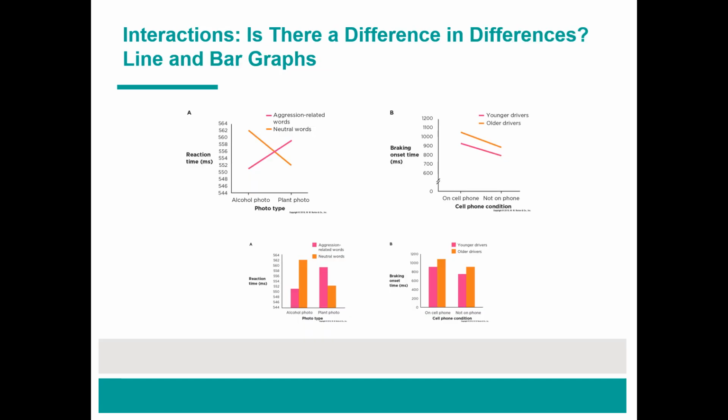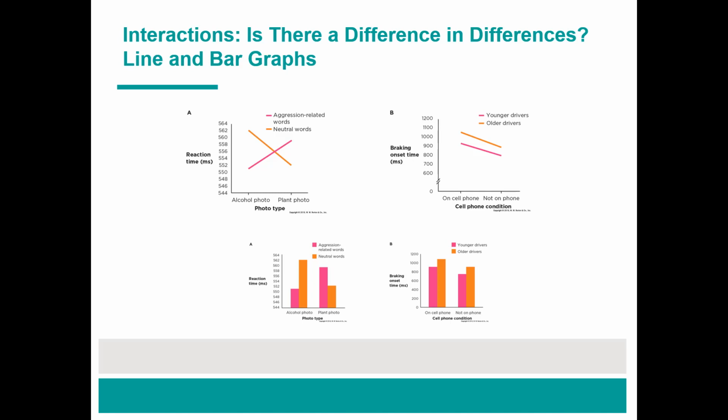It's much easier to detect interactions from a graph than computing them from a table. If the results are plotted in a line graph, as in the top two graphs, you look to see if the lines are parallel. In the graph on the top left, the lines are not parallel, so there is in fact an interaction between word type and photo type. In the graph on the top right, the lines are close to parallel, so there probably is no interaction between age and cell phone condition. In both cases, you would need to perform a significance test to find out for sure.